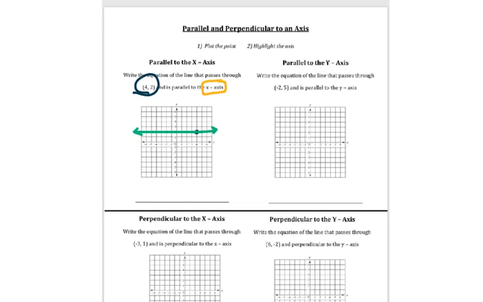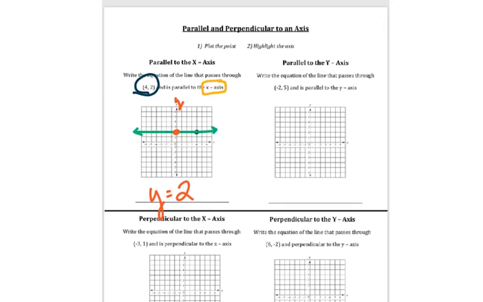Okay, so that line right there is parallel to the x-axis. It goes in the same direction as the x-axis does. So now we have the line that crosses (4, 2) and is parallel to the x-axis. To write the equation of that line, the equation is y equals, because it cuts through the y-axis at the number 2. So the equation of the line that passes through (4, 2) and is parallel to the x-axis is y = 2. It cuts the y-axis at 2 and it's a horizontal line.